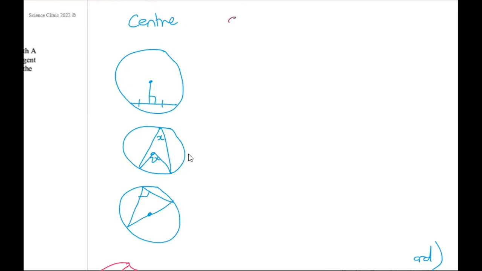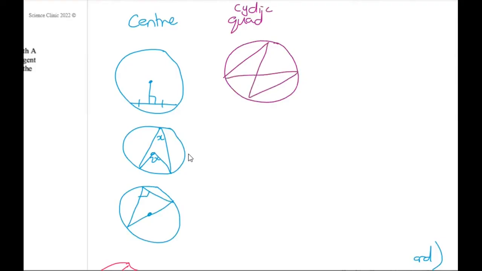Then we've got our cyclic quadrilateral theorems. My first one is my favorite, the bow tie. Remember the tips of the bow ties on the same side are equal. It has to be on the same side. That's why they call it angles in the same segment.